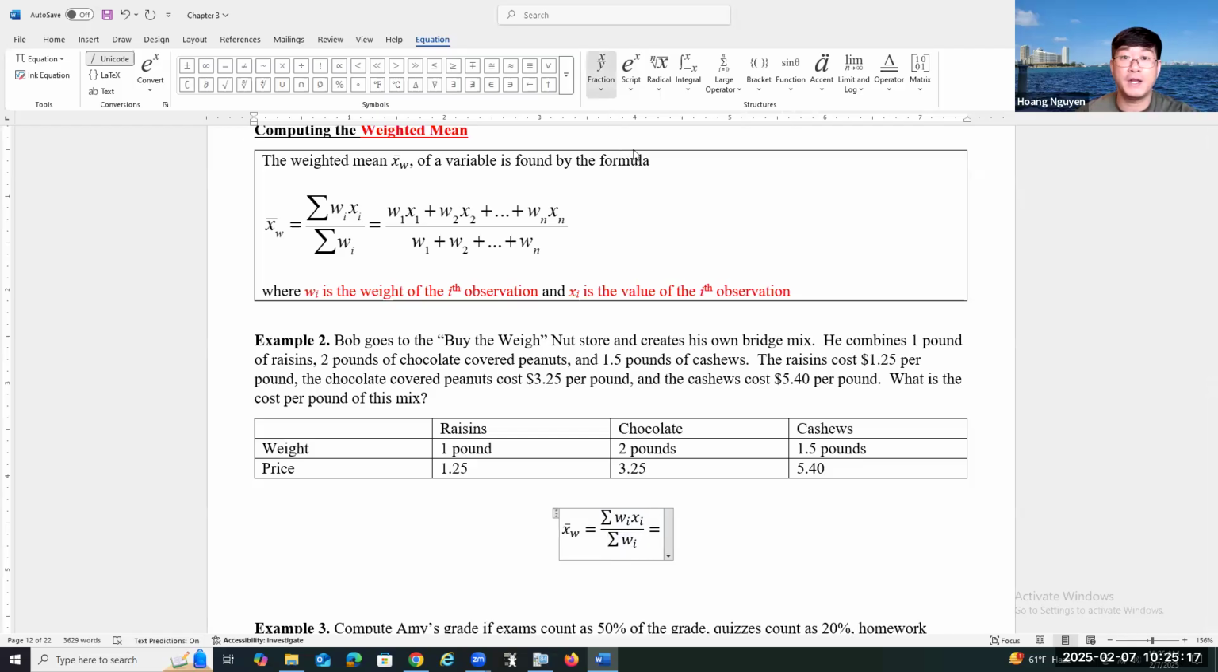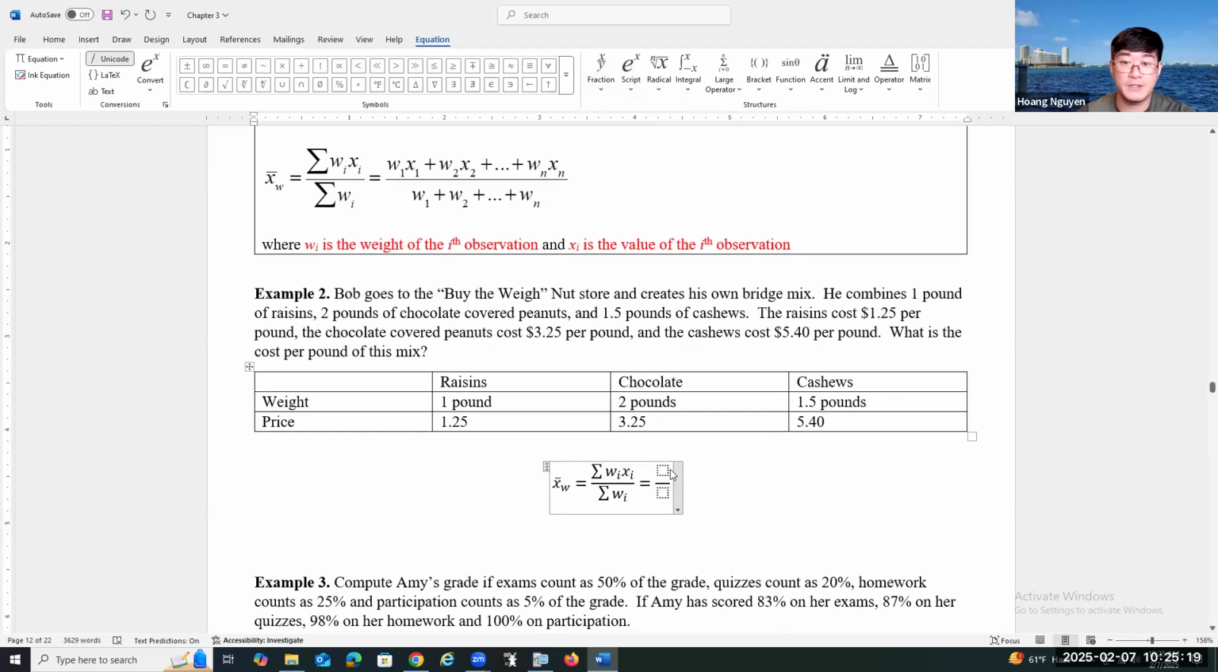Okay, so now we're going to plug in the formulas. I'm going to take W1 times X1. W1 is 1, times X1 is 1.25, plus W2, 2 pounds, times 3.25, and then W3 is 1.5 times 5.40. And then we divide that total.